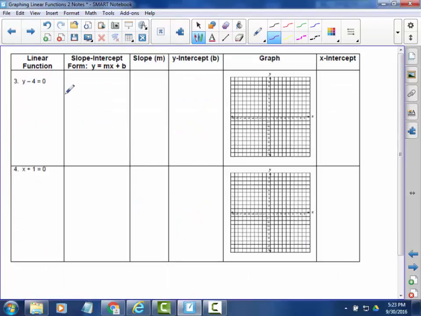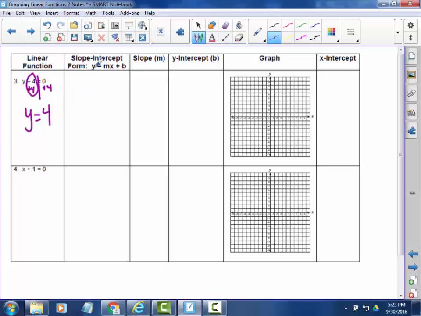Y minus 4 equals 0. Okay, again, goal is to have y by itself. So I notice that this minus 4 here is keeping y from being by itself, so I'm going to add the 4. What I do to one side of the equation, I do to the other. So y equals 4.